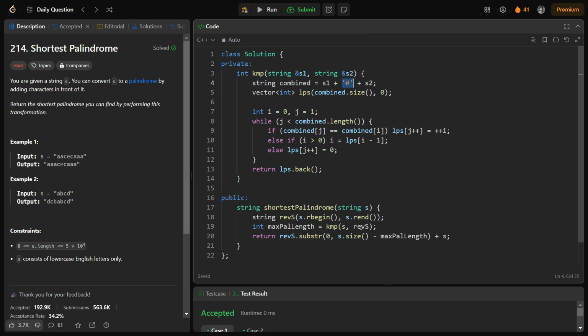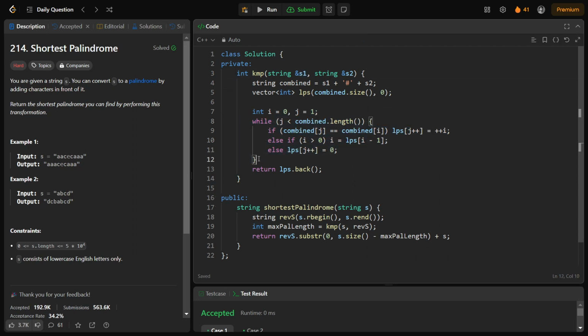S2 is the reverse, right? So technically I could have reversed inside this KMP function. That would be simpler, but that's the thing. So s1, delimiter, then s2, and now I create a vector of LPS of the size of this string. LPS is the longest prefix which is also a suffix, right? Now this is the classic way of doing KMP.